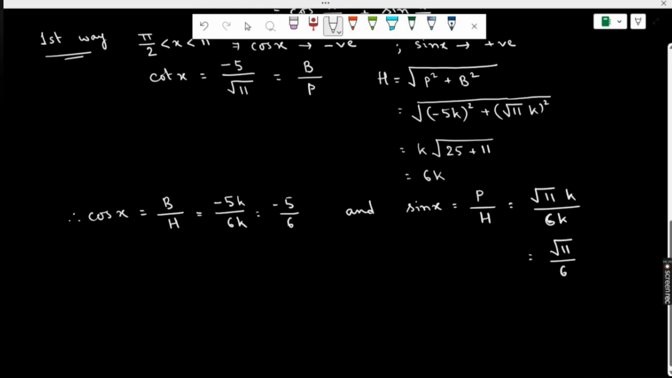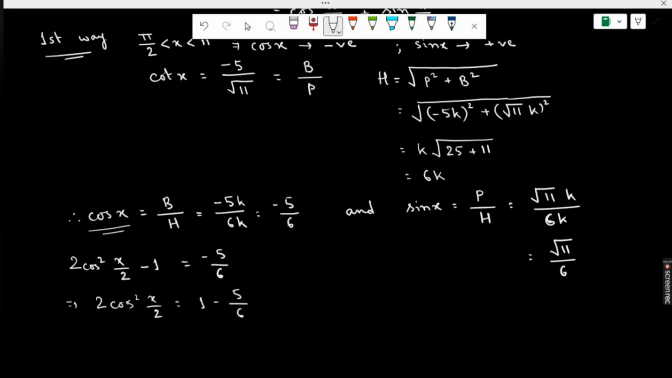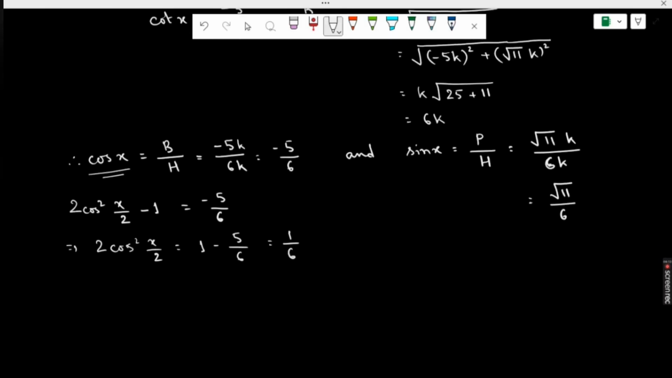Now, since we need to find sin x by 2 and cos x by 2, we will use the value of cos x. And we know that cos x equals 2 cos square x by 2 minus 1. So this equals -5 by 6. From here, 2 cos square x by 2 is equal to 1 minus 5 by 6, which is 1 by 6. That means cos square x by 2 is equal to 1 by 12.